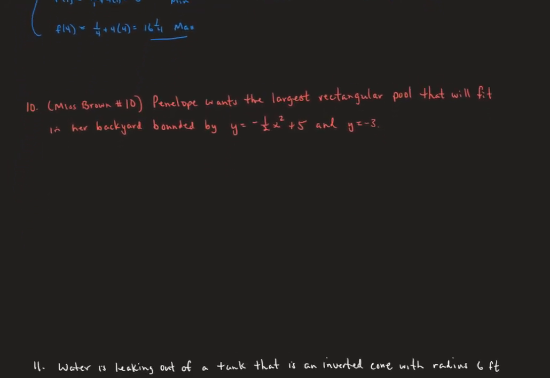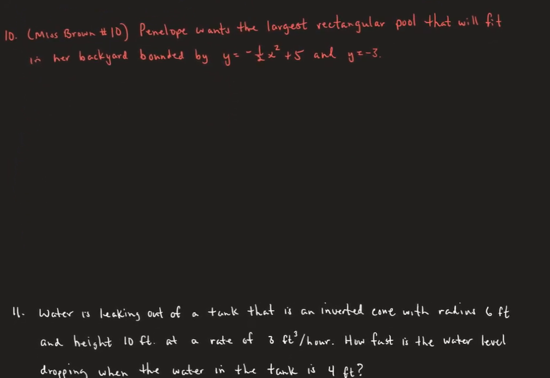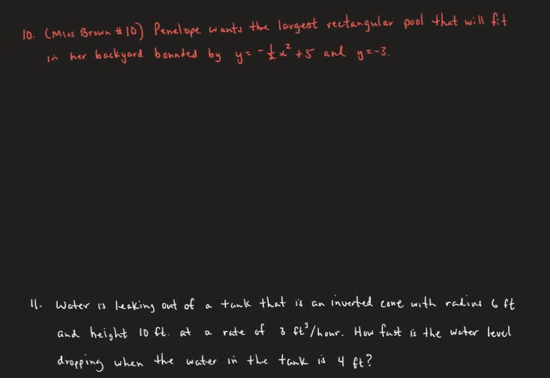Okay, this is a tough one. This is off of our Miss Brown optimization worksheet. Penelope wants to get the largest rectangular pool that will fit in her backyard that's bounded by y equals negative 1/2 x squared plus 5 and y equals negative 3. Let's see if we can see what this is going to look like.